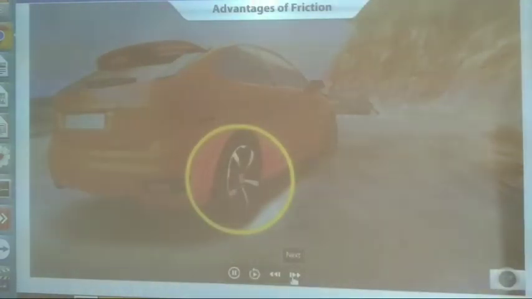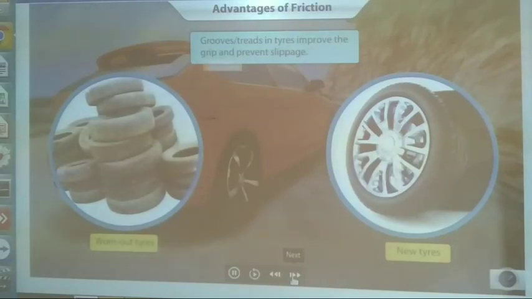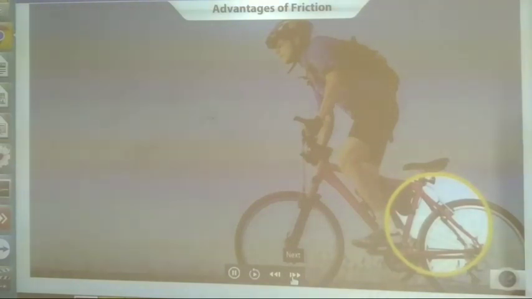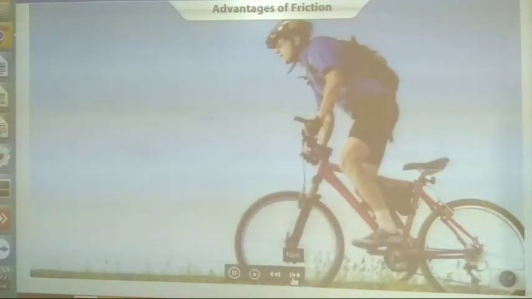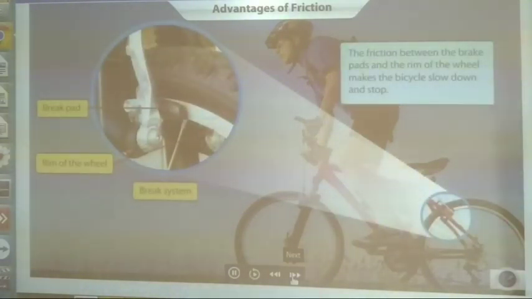The friction between the tires of a vehicle and the road helps the vehicle move. The tires are threaded for increasing the grip of the tires on the road. You might have heard of bikes or cars skidding on wet roads. This often happens when the treads on the tires wear out and the friction is reduced. While riding a bicycle, if you want to stop, you need to apply the brakes. When you press the brake lever, the friction between the brake pads and the rim of the wheel makes the bicycle slow down and stop.